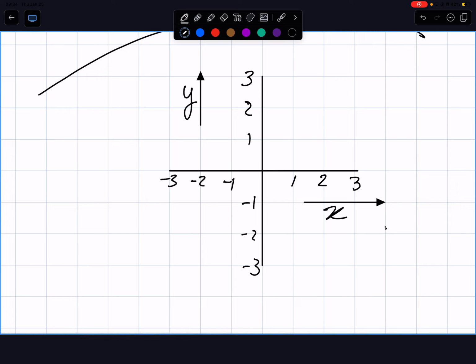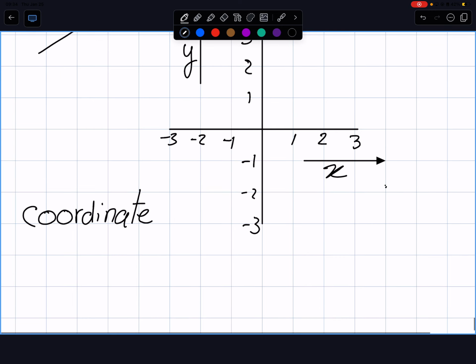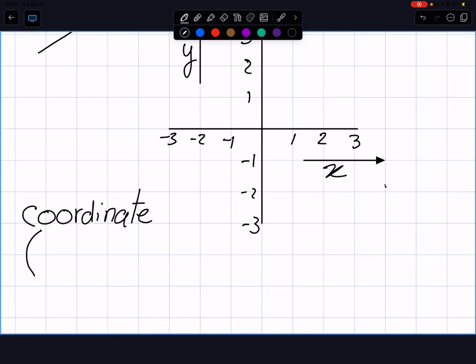And to indicate where I'm looking, or where I want you to look, has a cool name. It's called a coordinate. A coordinate is composed of an x value and a y value.